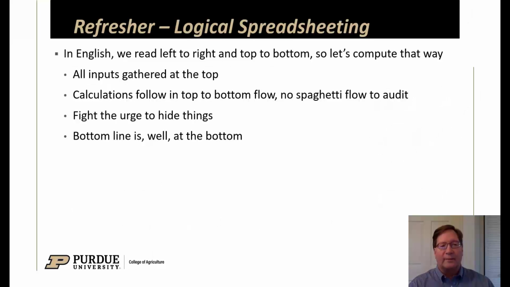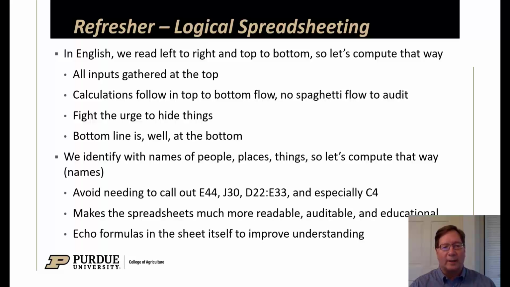So just a little bit of a refresher. In English, we read from left to right. We read from top to bottom, so let's compute in that way. So you're going to see a spreadsheet that has all the inputs gathered at the top. The calculations will flow very straightforwardly, top to bottom. There won't be any spaghetti flow of jumping here and there to find things and compute things. We will fight the urge to hide things. Everything will be explicit and clear in the calculations. And as you'd guess, the bottom line is at the bottom.